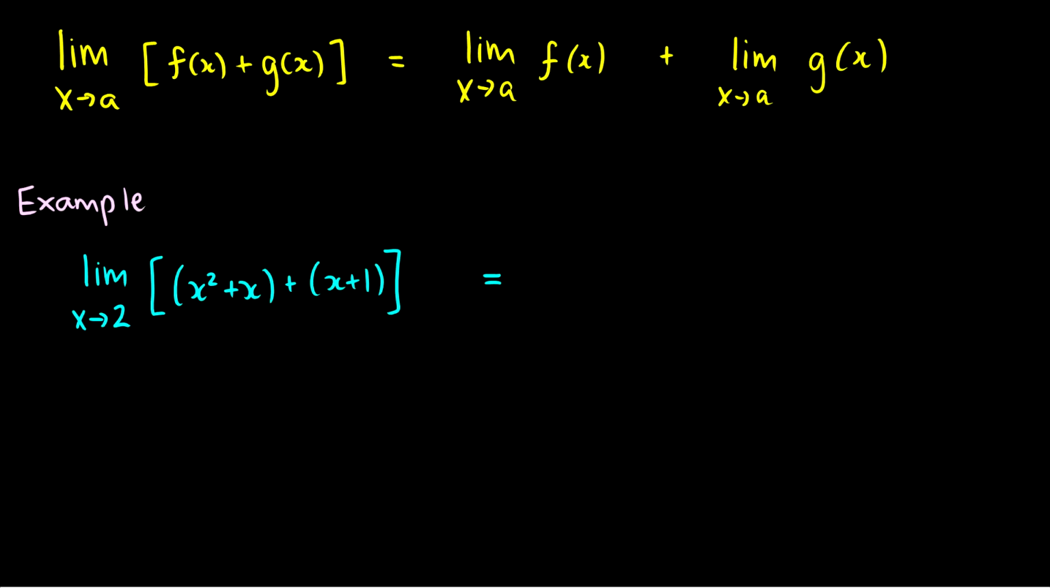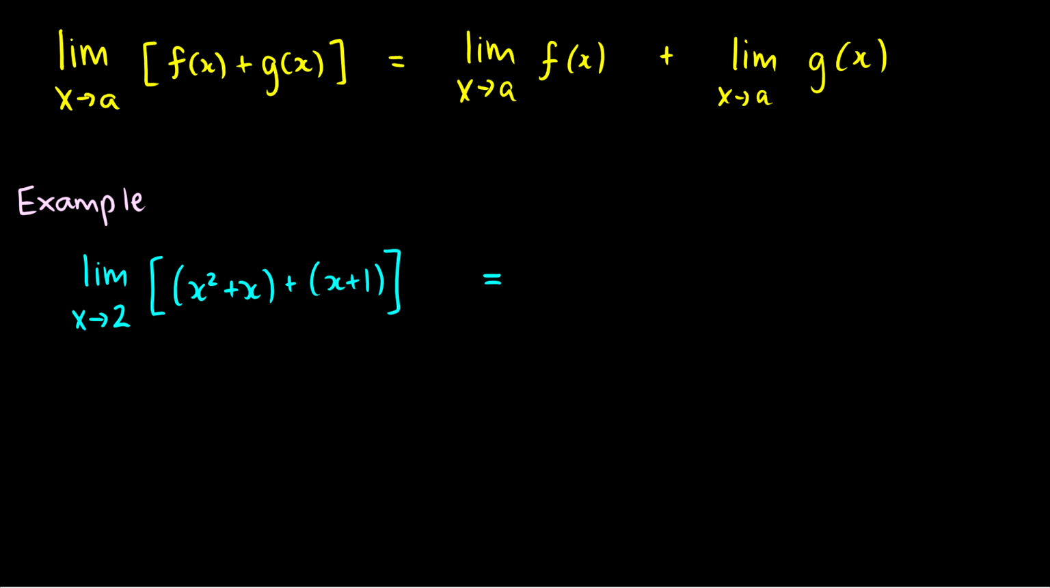So the first law says if we have the limit as x goes to a of f of x plus g of x, so two functions put together, this is just the same thing as taking the limit as x goes to a of f of x and then adding the limit as x goes to a of g of x. So we could break up a complicated function into two different functions and take the limit of them separately, or we can take two limits and merge them together and take a limit together.